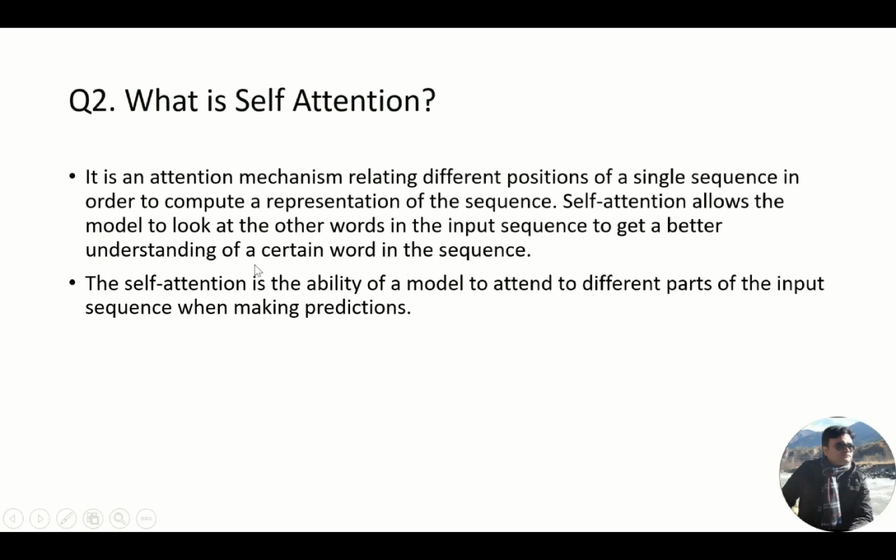Another very short answer you can provide to the interviewer: self-attention is the ability of the model to attend to different parts of the input sequence when making predictions. It may be an efficient and short answer, but if you want to explain in a little more detail, then these are the four lines you can use to answer.